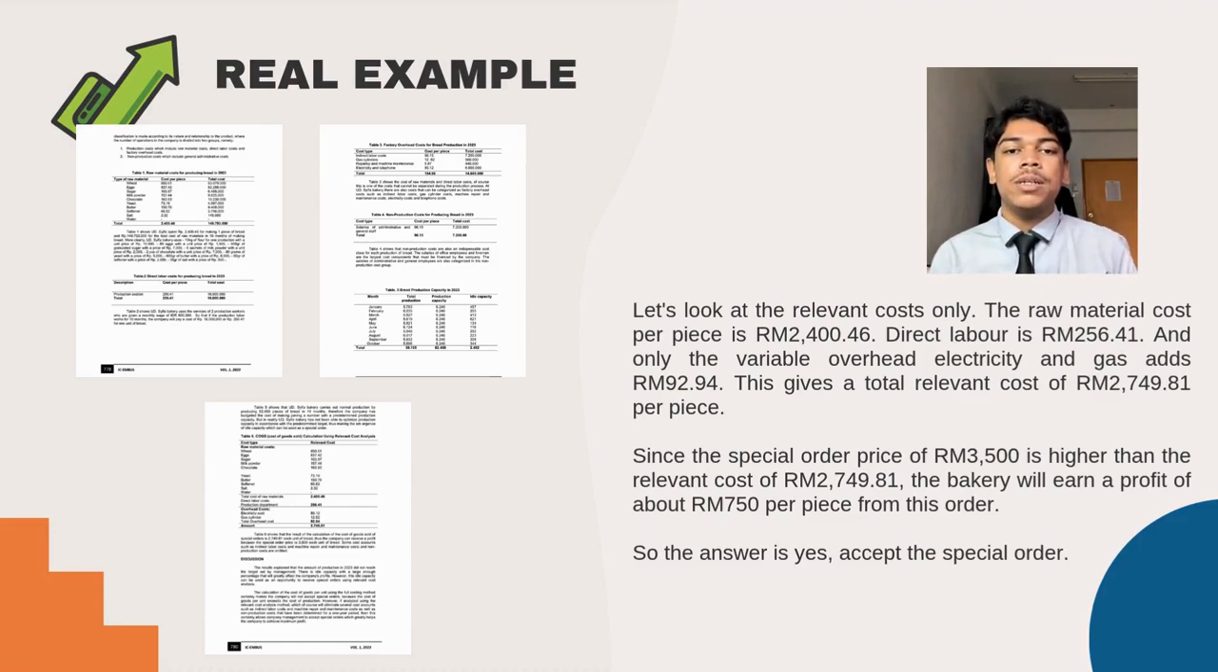Since the special order price of 3,500 ringgit is higher than the relevant cost of 2,749 ringgit and 81 cents, the bakery will earn a profit of about 750 ringgit per piece from this order. So the answer is yes, accept the special order.